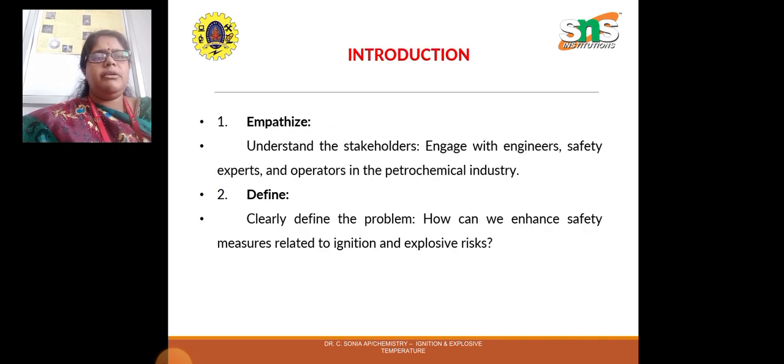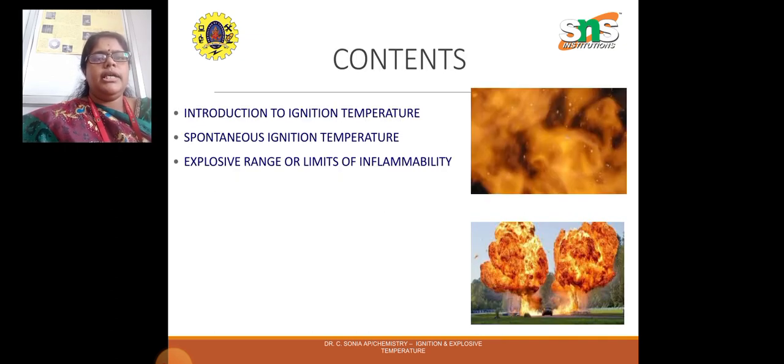So the contents will be: we will see about the design thinking approach, followed by an introduction to ignition temperature, spontaneous ignition temperature, and explosive range or limits of inflammability.